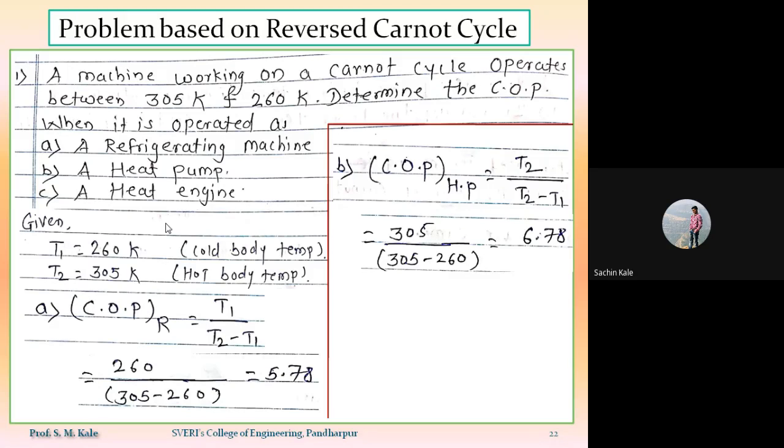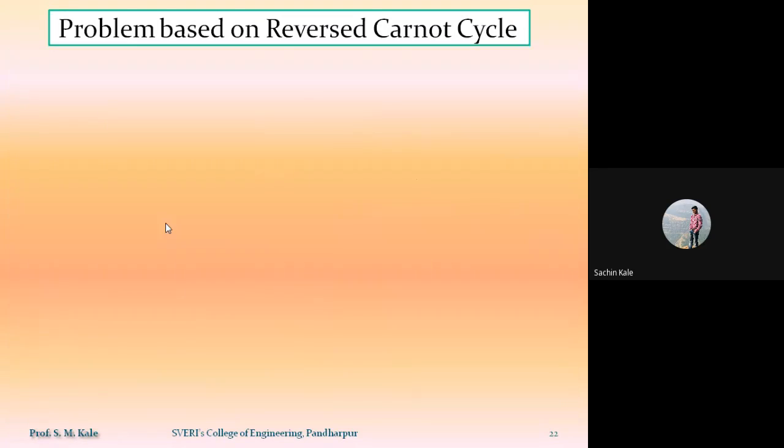So you should have a clear understanding of that schematic diagram, whatever I have shown you.